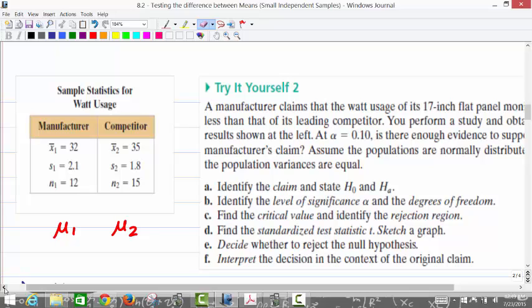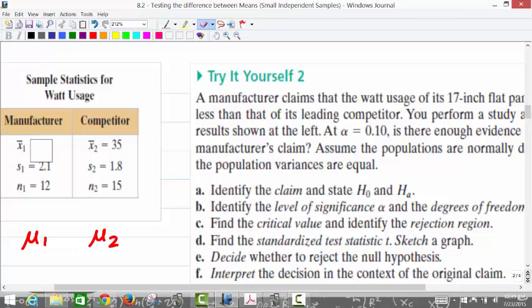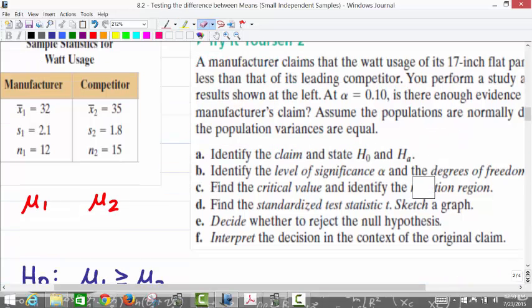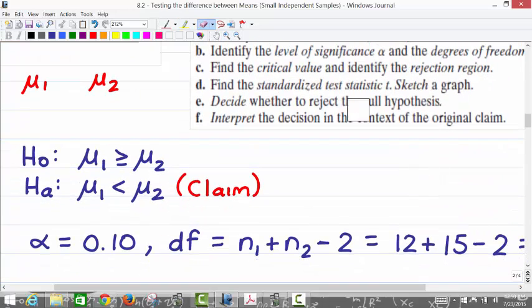So here's the data. I'm not going to read all of it. We're looking right at it for the manufacturer and the competitor. The manufacturer will be group 1, the competitor will be group 2. And there's my null and alternative. It's a left tail test. They're claiming that their watt usage is less than, so that makes the null greater than or equal to.